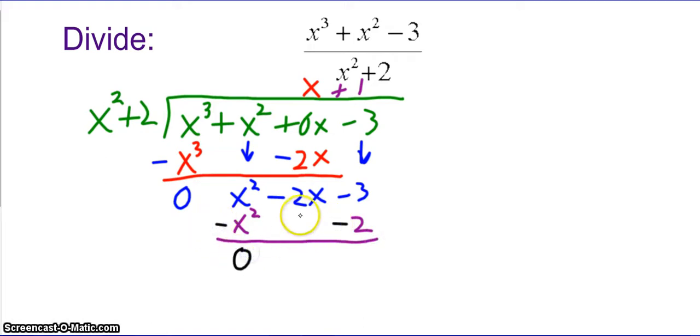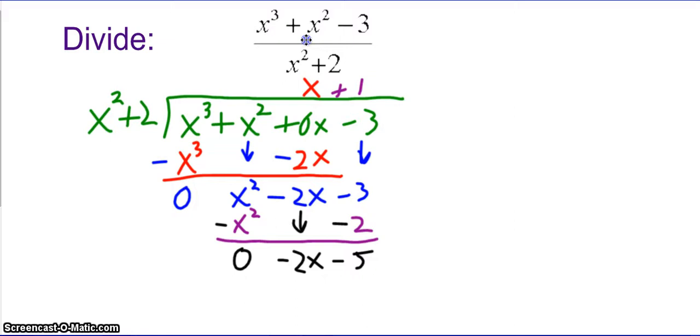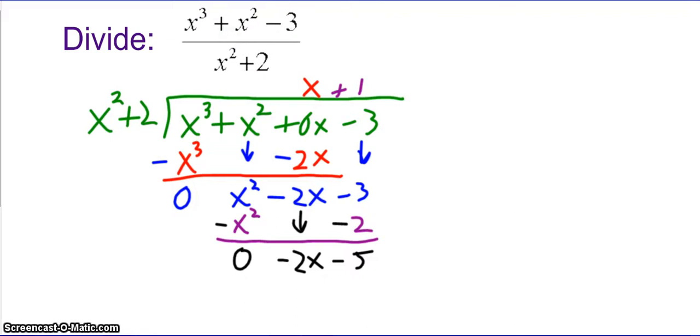This is 0, minus 2x, minus 5. Okay, now I can't divide anymore because negative 2x does not divide by x squared, so I'm done with the division. So how do I write my answer? Well, I know then that this over here.